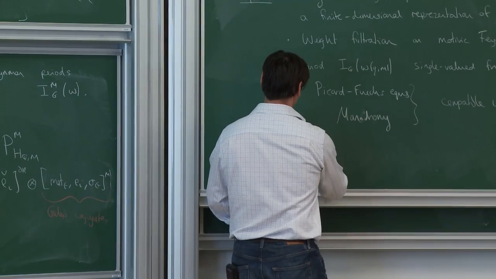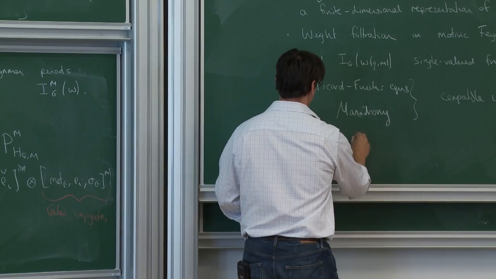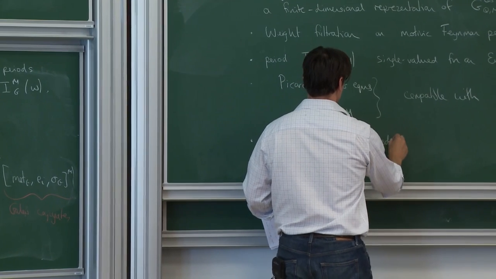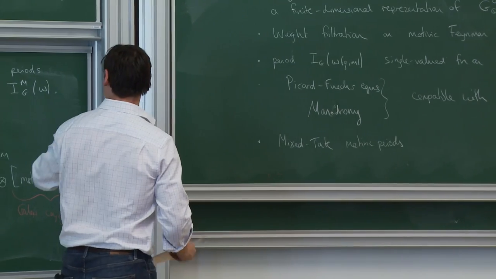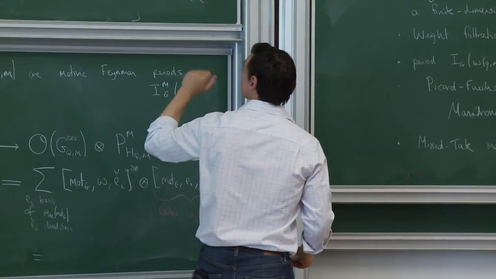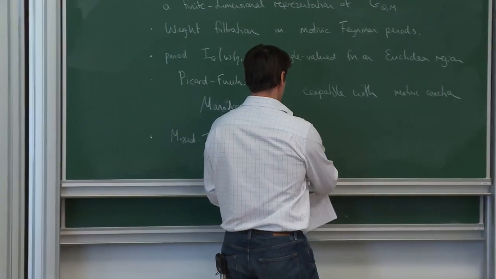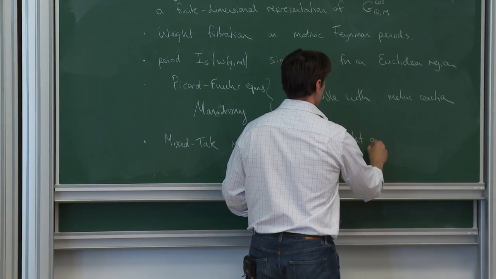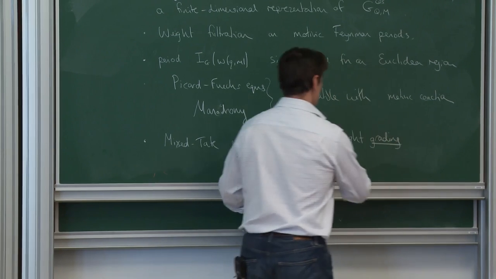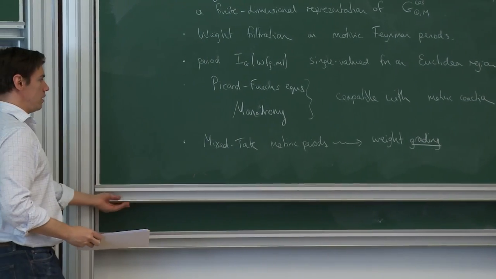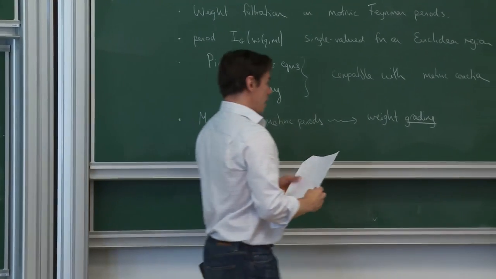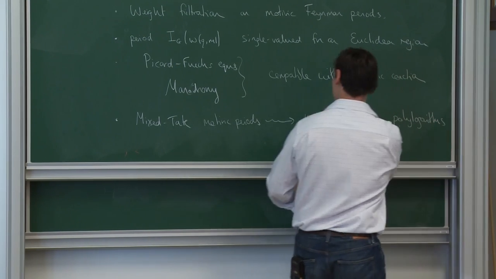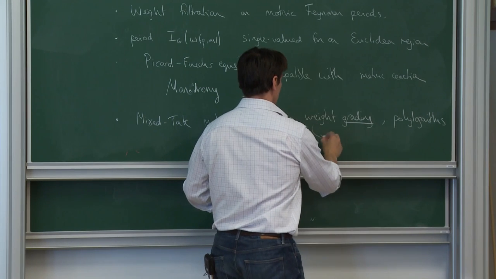We can also then rigorously speak of mixed-Tate motivic periods. So those are the motivic Feynman amplitudes where the mixed Hodge structure is equivalent to one which is mixed Tate. And these ones don't just have a weight filtration, they have a weight grading. So we can actually assign a degree to each of these things. And they typically give polylogarithms by general theorems about variations of such things. And from this, we can define symbols.